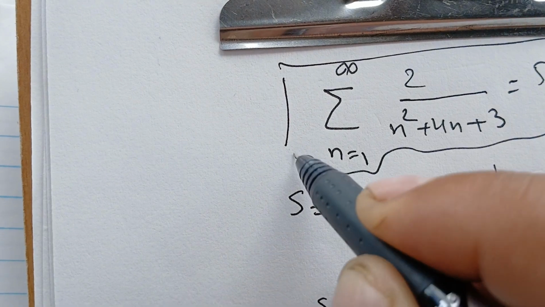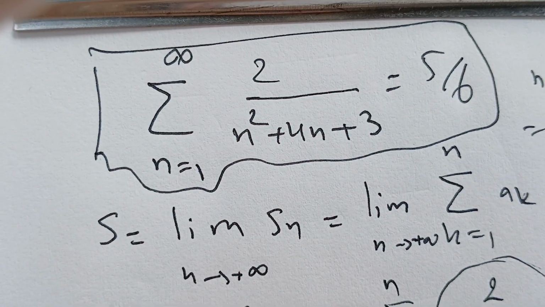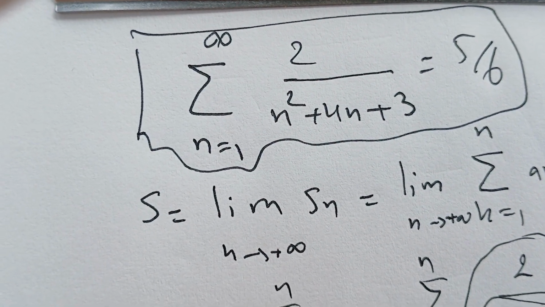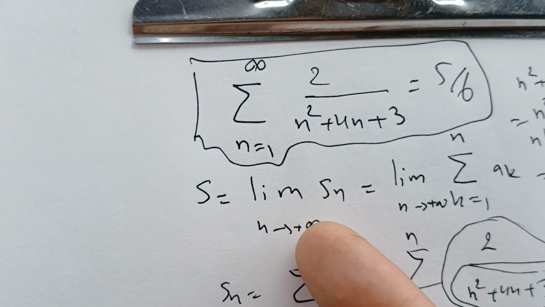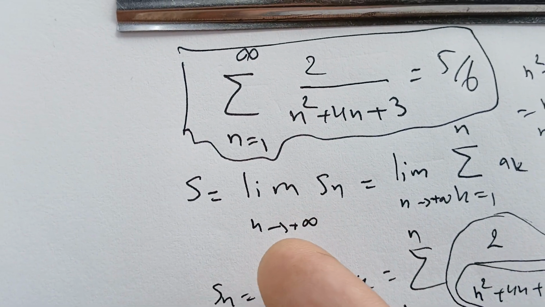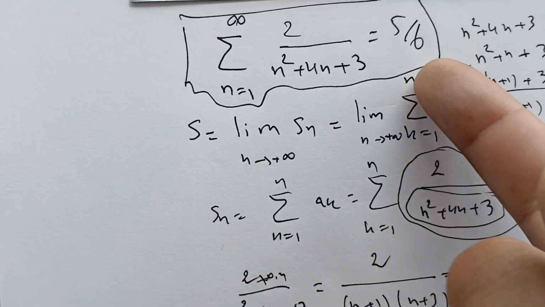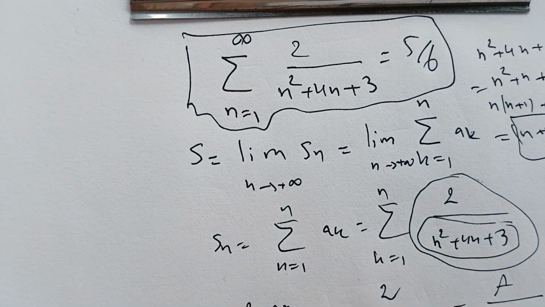There are other ways to check this value, but for us, this is all we get. And this means that our assumption at first, that this series is convergent, is true. Its sum is 5 over 6.